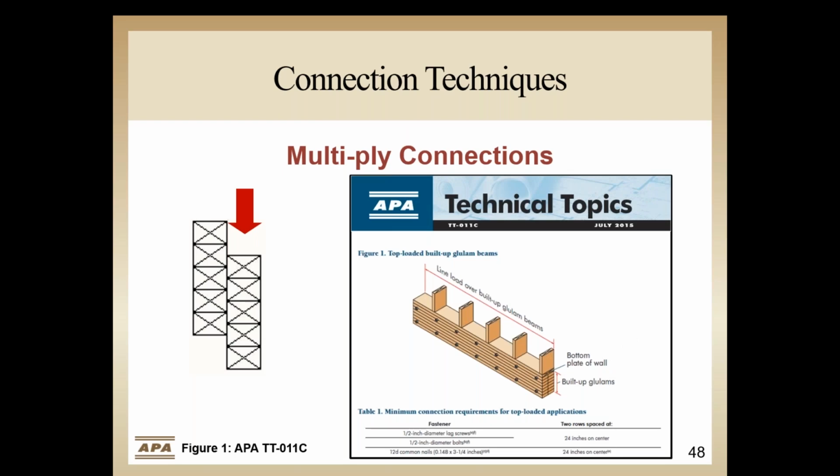In a top-loaded application, the load is applied to the built-up beam from a wall or post above. In theory, if the load is bearing equally on all plies, and they are identical in strength and stiffness, the load should be equally distributed between plies without any beam-to-beam connection. However, as the actual positioning of loads is seldom exactly as planned, a minimum connection between the plies is necessary. APA technical topic, Connections for Build-Up Glulam Beams, TT-011, addresses these concerns and provides guidance for these connections.